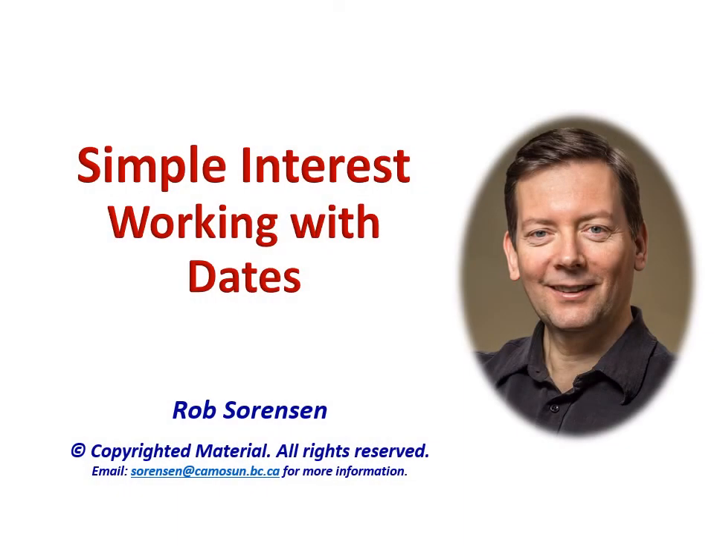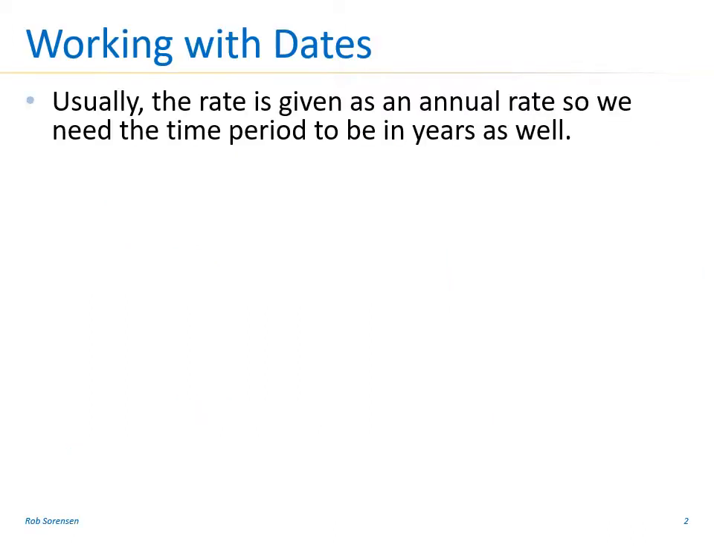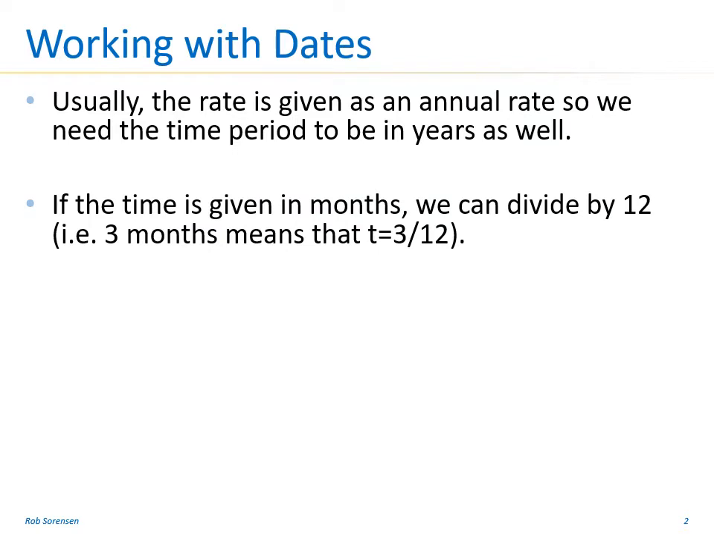All right, let's keep going with simple interest and spend a little bit of time learning how we can work with dates. Usually the rate is given as an annual rate. So like I said earlier, that means we're going to need to convert the time period to years as well. If the time is given in months, well, we'll just divide by 12. So 3 months would be 3/12 of a year. We've done that already, and that's pretty easy.